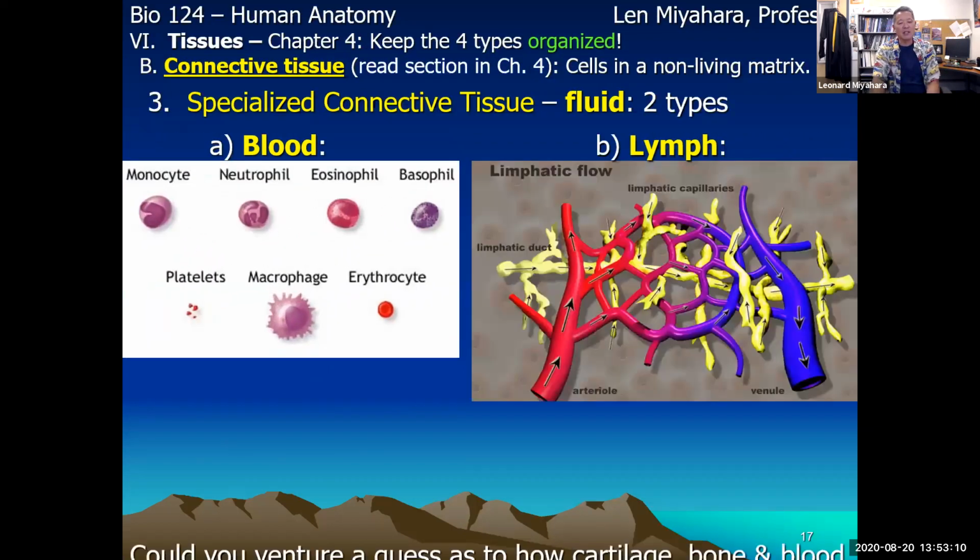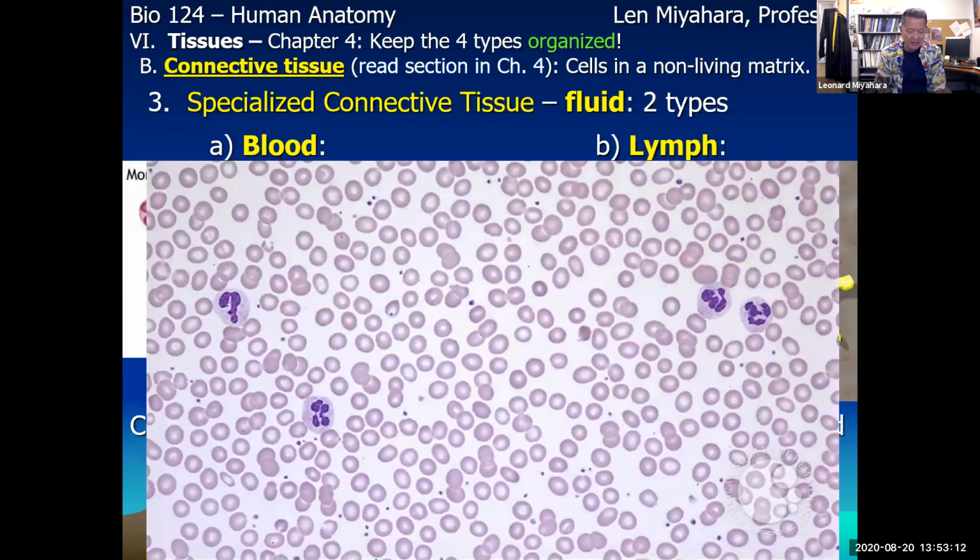Blood is really easy because it is dominated by red blood cells, and red blood cells don't have nuclei. So if you see a slide that has a bunch of pink or purple circles without nuclei and it's dominating the slide, that is blood.